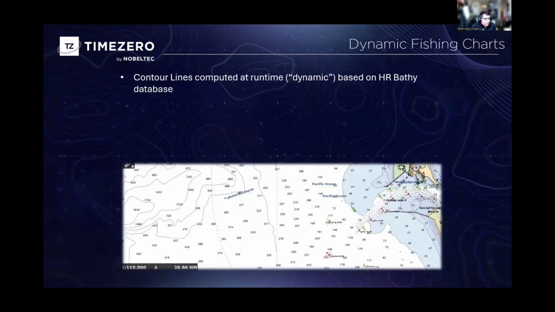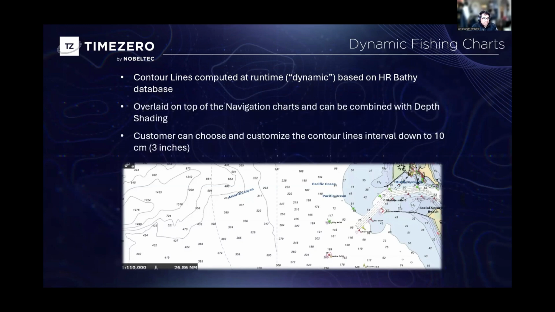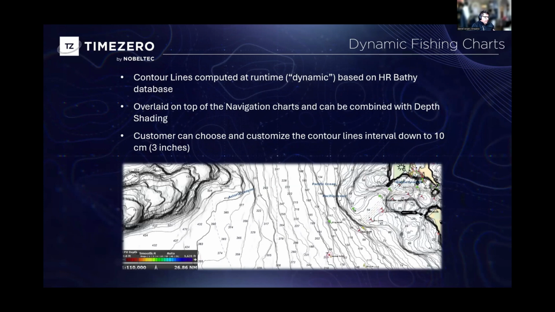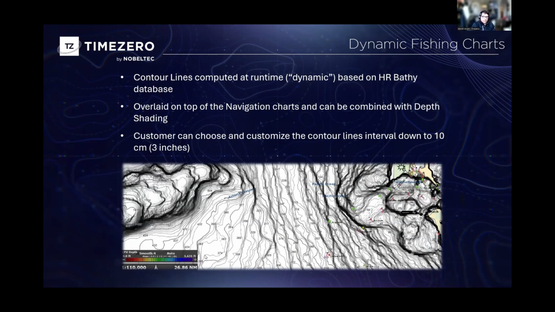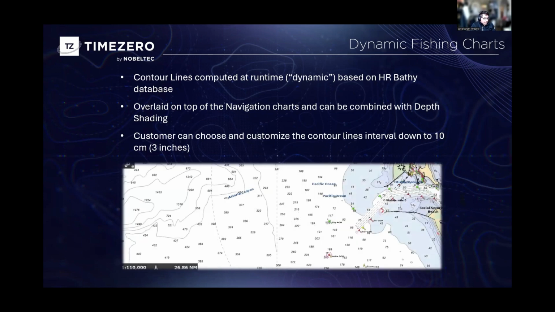We also are able to make what we call dynamic fishing charts. So we can take the underlying vector chart data and use our 3D data on the backside to make custom contour lines. What we actually do is remove all of the contour lines that are embedded into the vector chart, and then we add our own contour lines and our own color shading to those charts. So you still get all the navigation information off the vector chart, but you get to add in all of the fishing data and not have it get confusing.